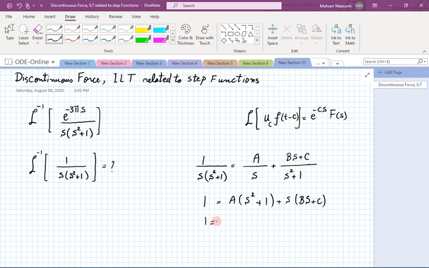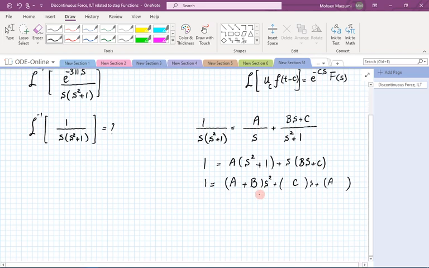So I want 1 to be equal to, so I collect my expression. I have s squares, and then I have s's, and then I have all the leftovers. So s squares, what do I have? I have a here, I have bss, that's bs squared, so that becomes a plus b. A times 1, that doesn't have any s's in it, so I put it separately. S times c, well, there's just a c here. So there are not that many pieces here, and therefore our problem is not so complicated.